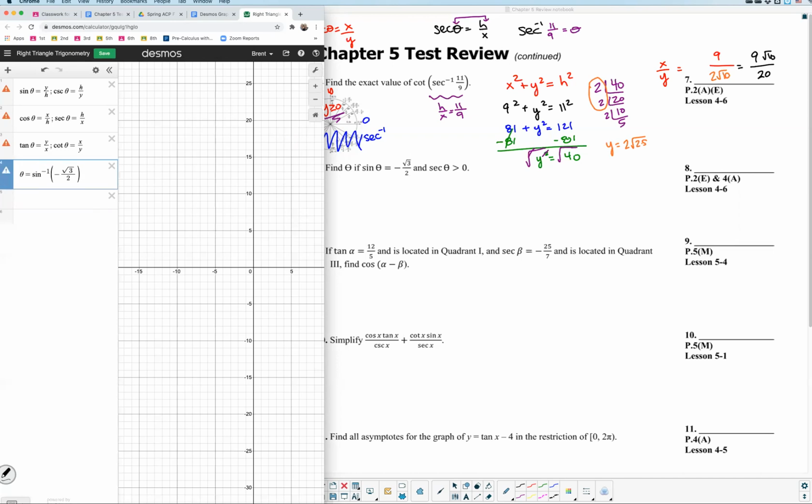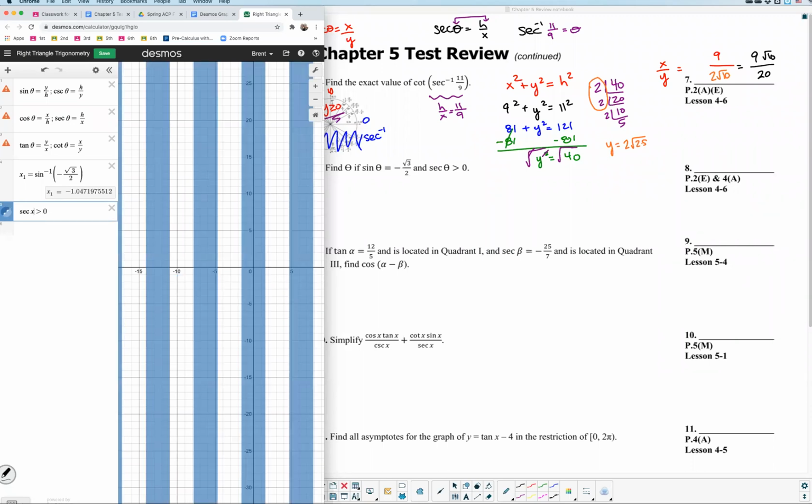Theta would equal that. It's not letting me type it in. So let me try x. I'm just going to use x. And now it's also saying that secant of x has got to be greater than 0, which is that portion.